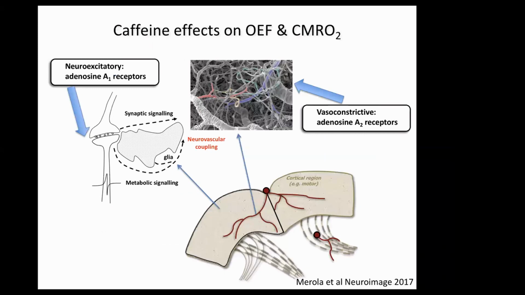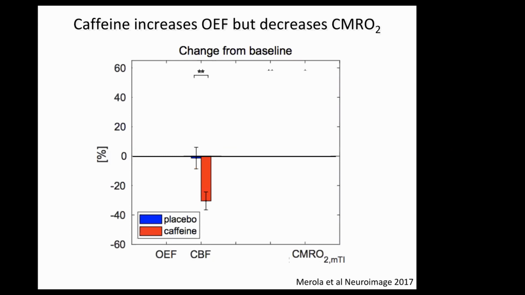We've looked at pharmacological effects. So we published a study on caffeine, looking at the effects on oxygen consumption and oxygen extraction fraction. We expect caffeine to have effects directly on neuronal activity, but we also know that caffeine has vasoconstrictive effects. So we anticipate that with a change in blood flow, if we're preserving oxygen consumption, we'd expect to see perhaps an increase in oxygen extraction fraction.